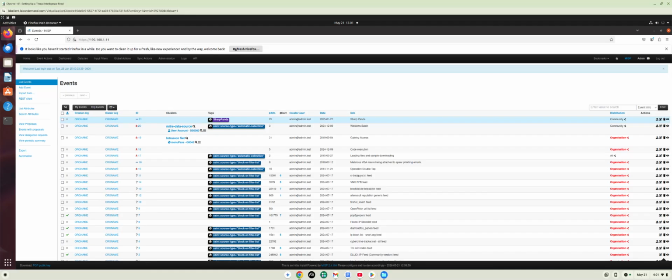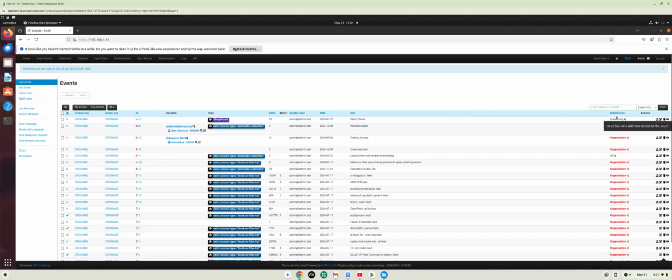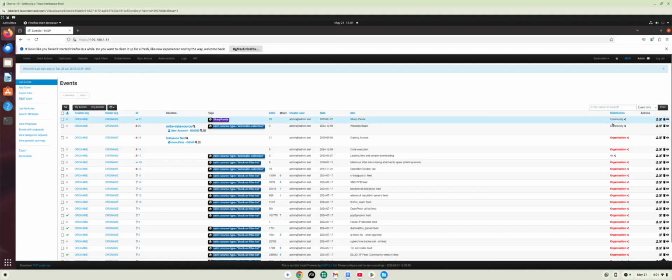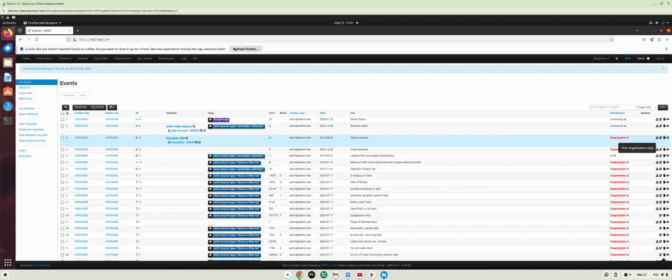And then also I wanted to point over here to distribution. Distribution is a setting that defines who can access and share the event data. It's important for controlling the visibility of sensitive threat intelligence, and it's going to determine how widely an event can be shared across organizations and communities. Looking at the first entry, we can see that it is shared to the community, whereas further down, these are just shared on an organizational level. So that's what the distribution column is capturing.